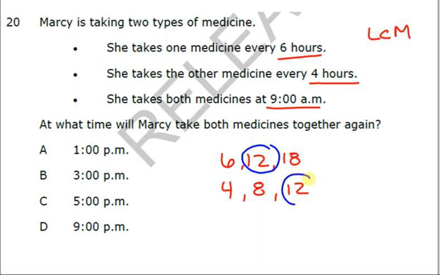But what does that mean? Because there's no 12 o'clock. You're not looking for 12 o'clock. You're looking for 12 hours. So 12 hours after 9 a.m. is what time? Well, 10, 11, 12, 1, 2, 3, 4, 5, 6, 7, 8, 9. And it's going to be 9 p.m.